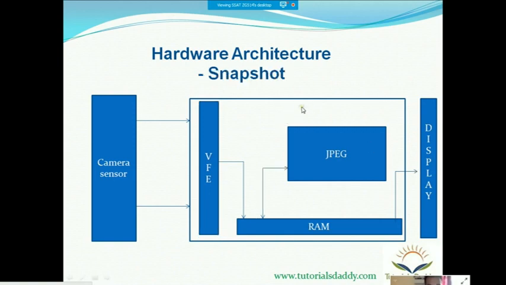After that, in the snapshot case, we have to pass data to the JPEG encoder. The data captured from the VFE comes to the RAM, and from RAM we pass the data to the JPEG. JPEG will do its own processing and encode the data, and then save that data to the RAM, and we can pass the snapshot to the display if we want to see it on the screen. So this is how the hardware pipeline works in our camera. This is just a high level overview of the hardware pipeline.